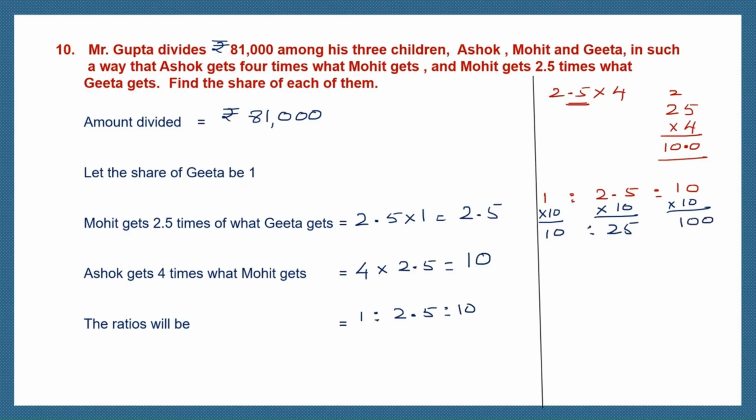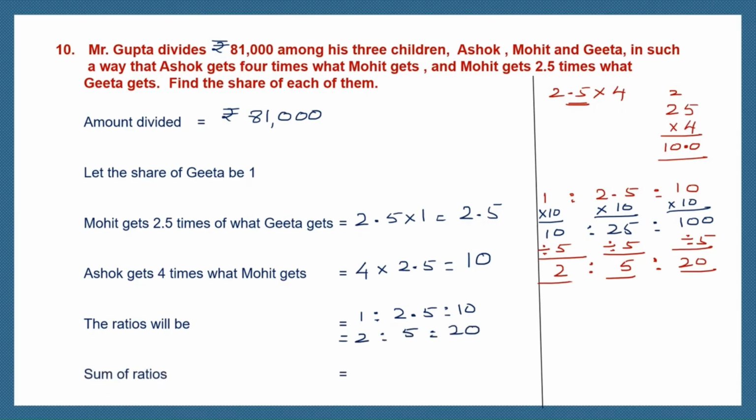Now we've got 10 is to 25 is to 100, which again can be reduced to the lowest term. I'm going to divide all by 5. So now when I divide it by 5, what do I get? 5 twos are 10, 5 fives are 25 and 5 20s are 100. So I've got 2 is to 5 is to 20. So let me write that down. 2 is to 5 is to 20. These are my ratios.